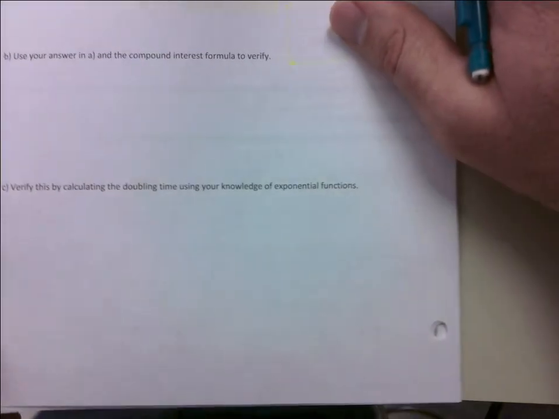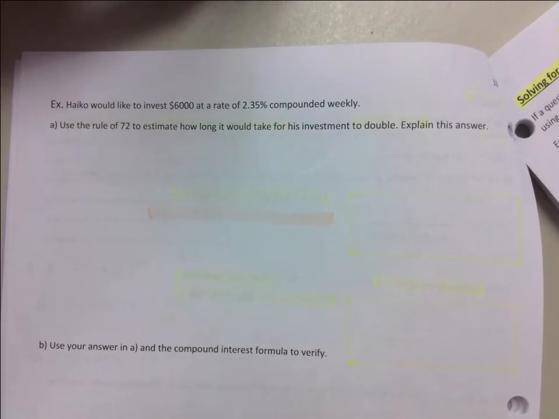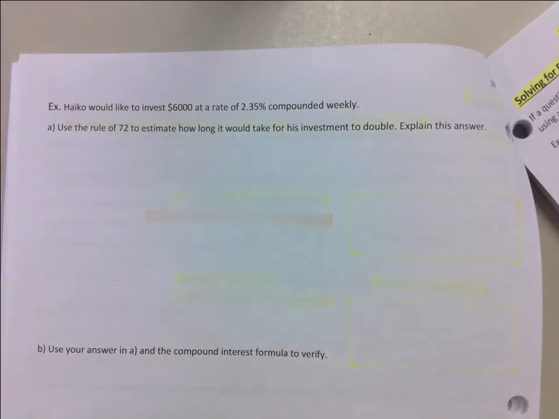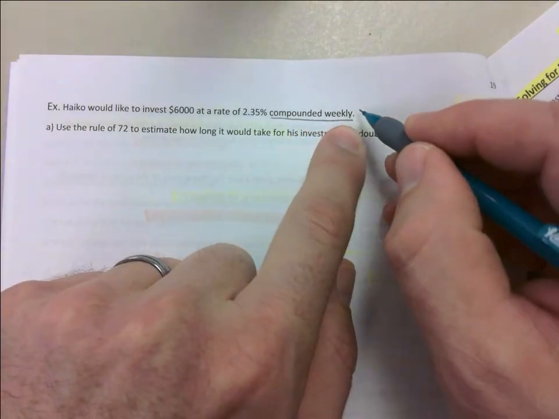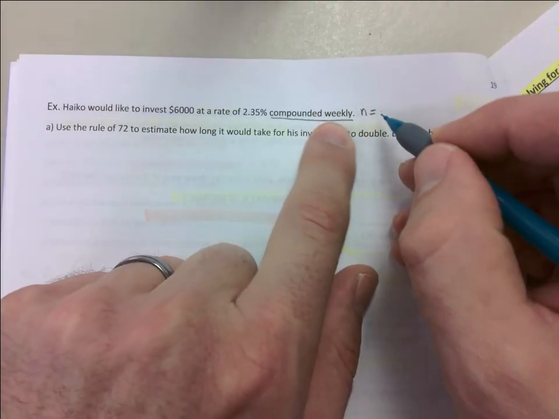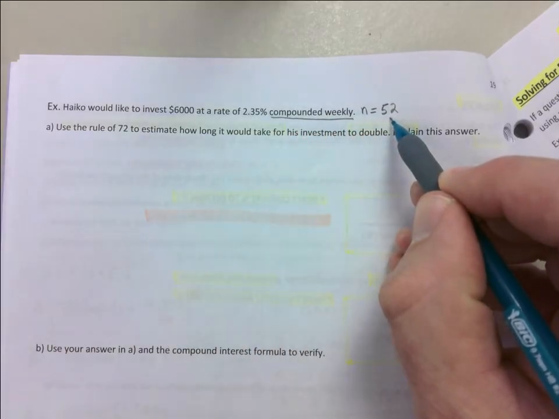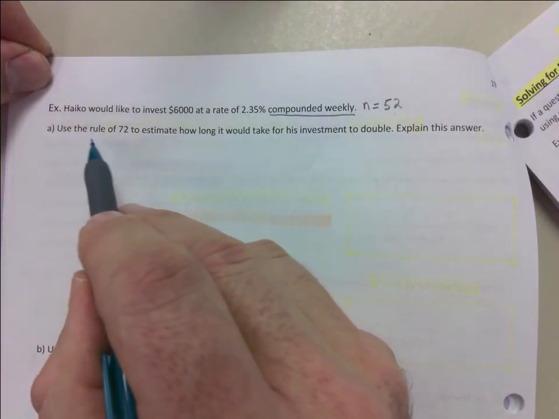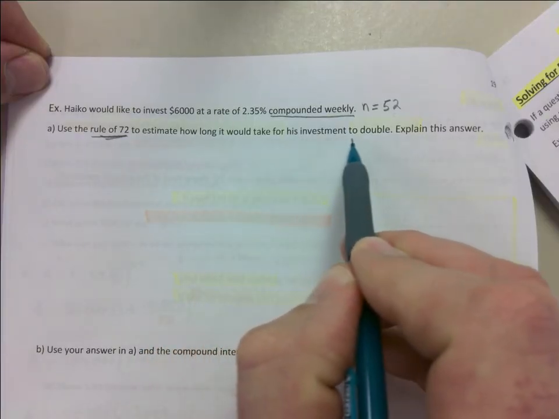All right, let's go to 19. Heiko would like to invest at a rate of 2.35% compounded weekly. There's that key word. That means that letter N is going to be 52. Compounded weekly means 52 times in a year. Using the rule of 72, estimate how long it would take for the investment to double.